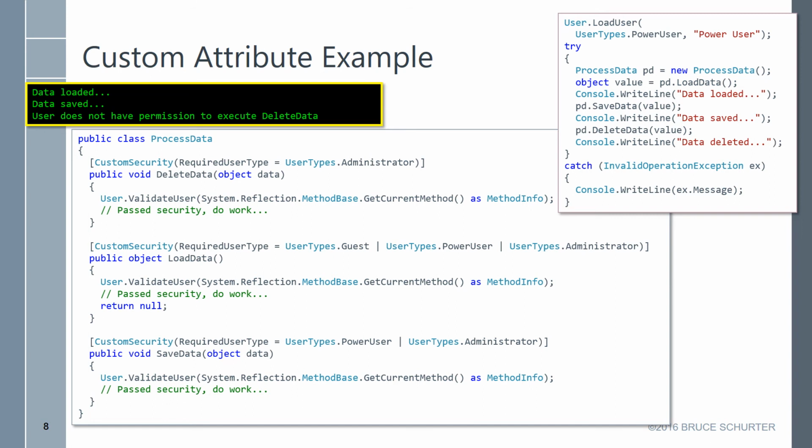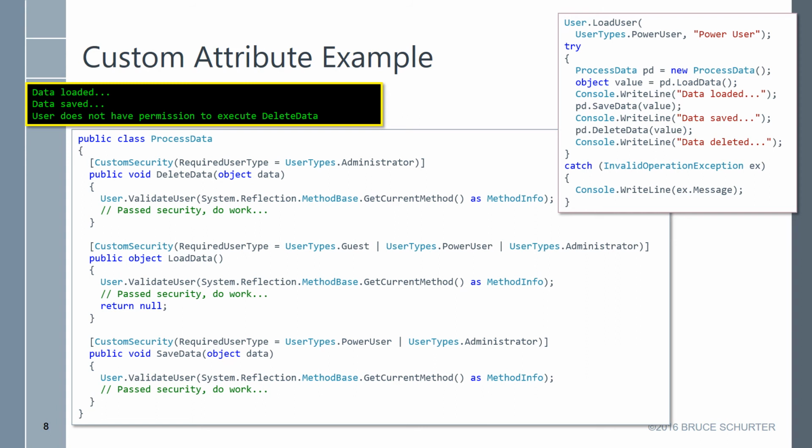Notice here it has three methods. We have delete data, load data, save data. For delete data, I have the custom security attribute applied. Notice I left off the word attribute, it doesn't need it here. And I say the required user type is equal to usertypes.administrator. So to delete data, you have to be an administrator.